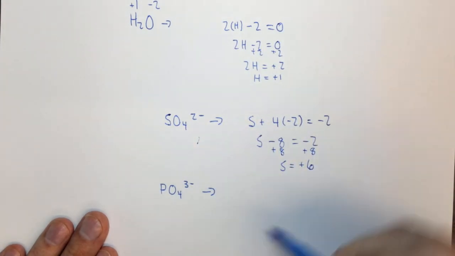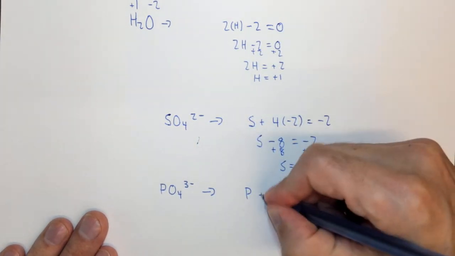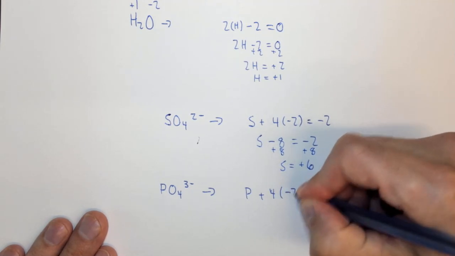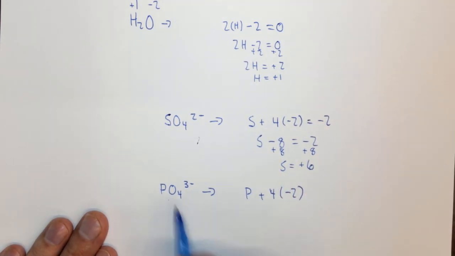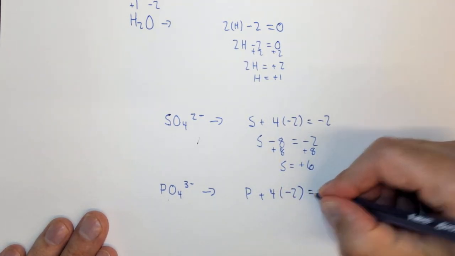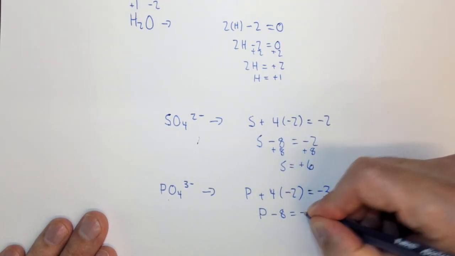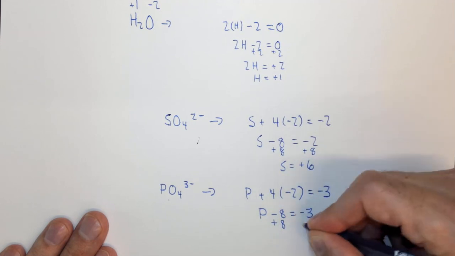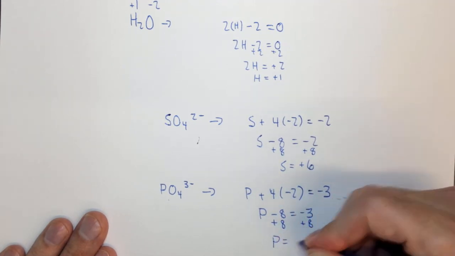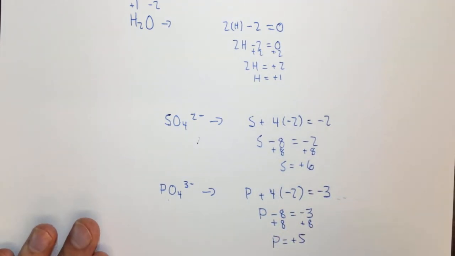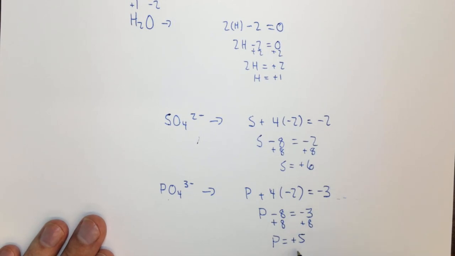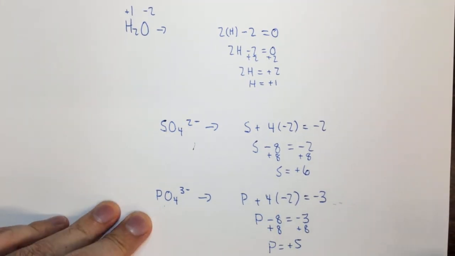Well, we do it the same way as before. Phosphorus plus 4 times -2. 4 oxygens, each with a -2 oxidation state, equals -3. Phosphorus -8 equals -3, plus 8, plus 8. Phosphorus equals +5. So this is how we find the oxidation state. The oxidation state on phosphorus plus 4 times the oxidation state on oxygen, which we have to know is -2, equals the overall charge, which is -3.